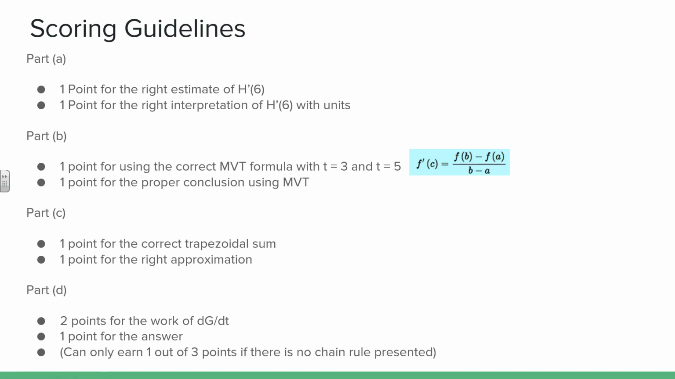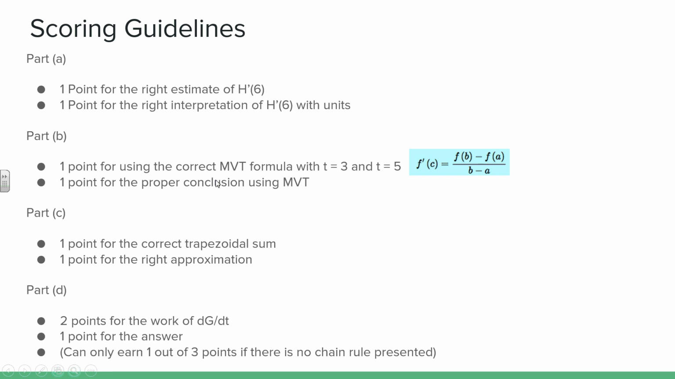Now the point breakdown. The first part was worth 2 points. You got 1 point for finding the right estimate of h prime of 6, and the second point was the interpretation, the meaning, with the units. In part B, that was also worth 2 points. You got a point for using the correct mean value theorem formula with 3 and 5 as your a and b values. And you got 1 point for writing the proper conclusion.